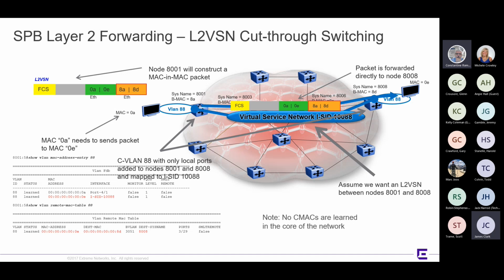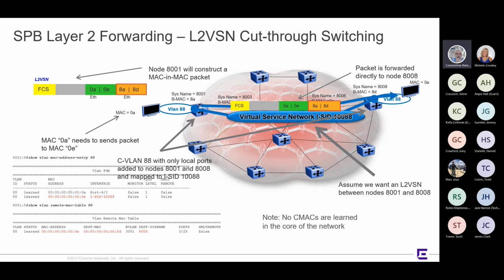VLAN 88 is called CVLAN here because it is a customer VLAN. But the only ports that are going to be on that VLAN are added on the nodes 8001 and 8008. The intermediate nodes are not going to see that, right?